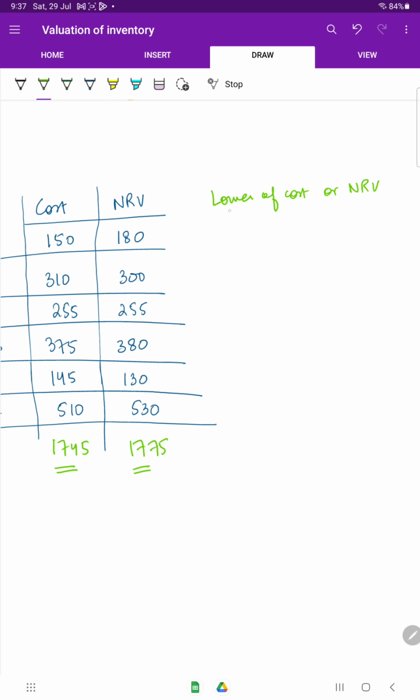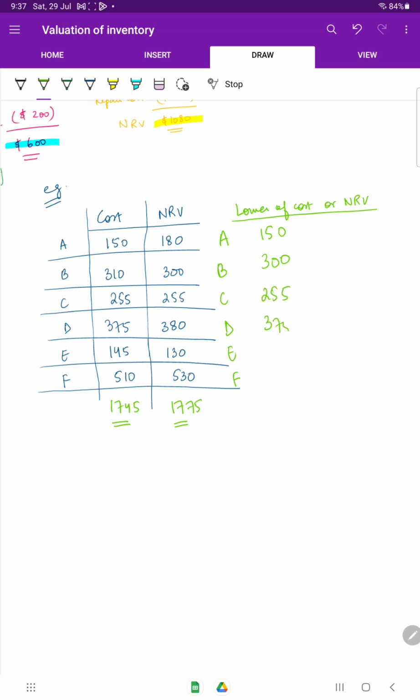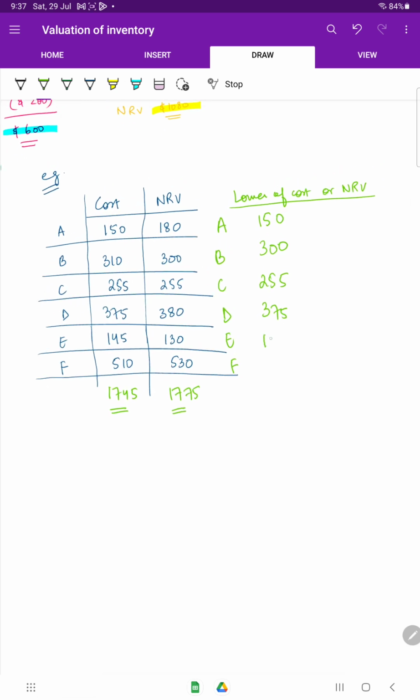or net realizable value. So for you, A, B, C, D, E, and F, in part A you will go for 150, for part B you will go for 300, C remains the same. For part D you will choose 375, for E you will go for 130, and for F you will go for 510. I chose the lower value out of cost and net realizable value, and then I am calculating my value of inventory. Just give it a total.